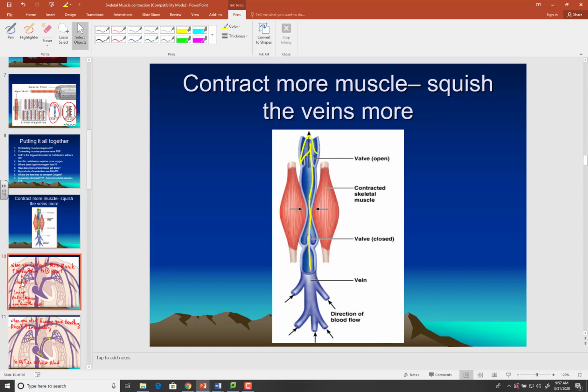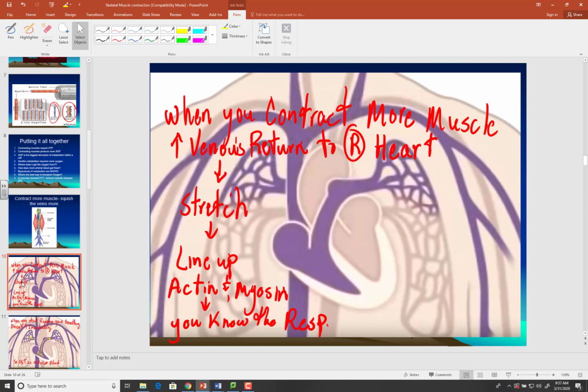And as we know, anytime you increase the amount of venous blood back to the right side of the heart, you're going to stretch the right side of the heart. And when you stretch it, you line up the actin and myosin. Watch it. And when you line up the actin and myosin better, you increase the force of contraction. And if you increase the force of contraction, you increase stroke volume and you increase systolic blood pressure. Now there's more blood going to the lungs.